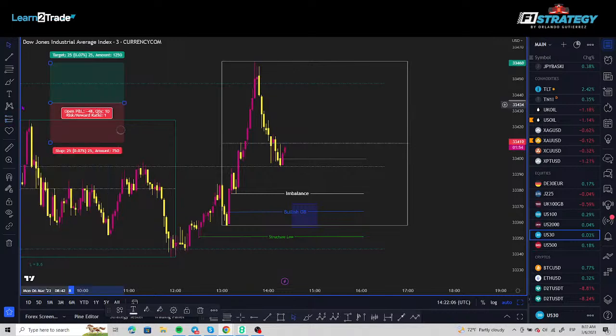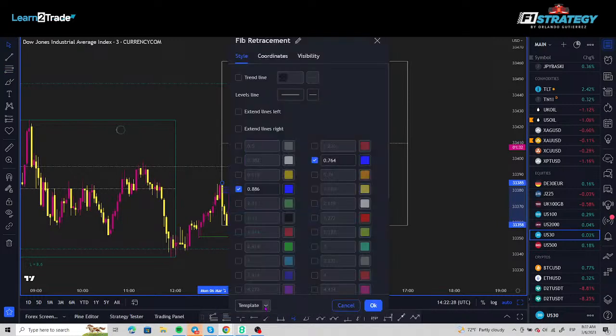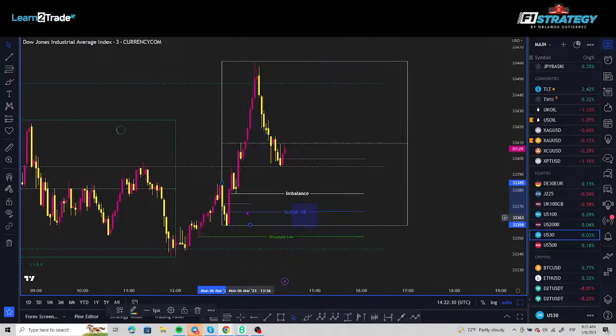You know what? I'm going to do something that I've never done before. Oh shit. Right here. Let's find that pullback, 50% pullback. The equilibrium here. Right there. So I am going to be entering at the 33372. Right.